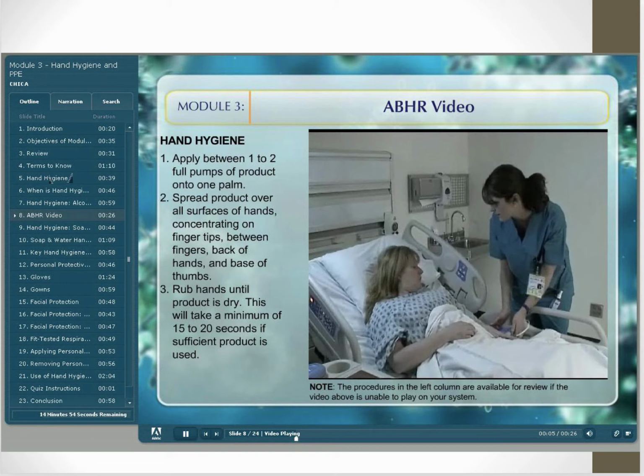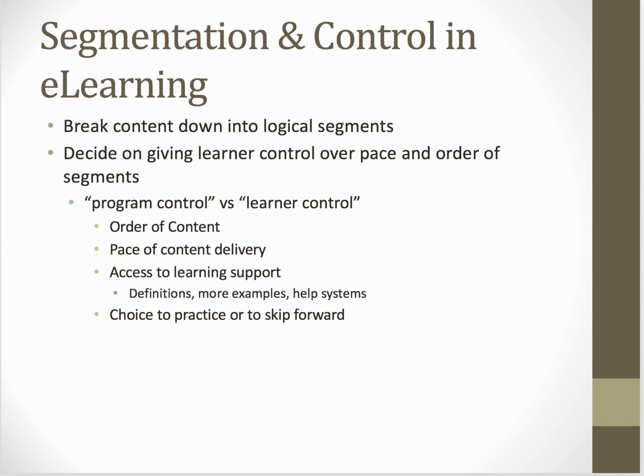But at any rate, you can see how it's segmented, and the learner is able to jump from one topic to the other. They don't have to go from 1 down to 23. Now, the e-learning designer probably intended for the learner to go from 1 to 23, but they're given the option of jumping around. So this is a control issue. They're given control over the order of the instruction and the pace of the instruction as well. So that's a decision that has to be made by e-learning developers.